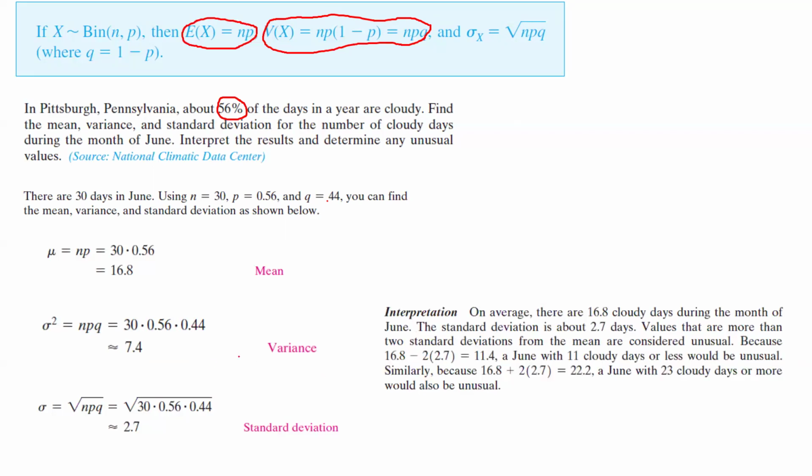What's the meaning of that? It means that on average, there are 16.8 cloudy days during the month of June. The standard deviation is about 2.7 days. Values that are more than 2 standard deviations from the mean are considered unusual, because 16.8 minus 2 standard deviations is 11.4. A June with 11 cloudy days or less would be unusual. Similarly, because the mean plus 2 standard deviations is 22.2, a June with 23 cloudy days or more would also be considered unusual.